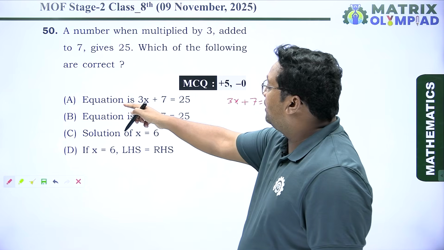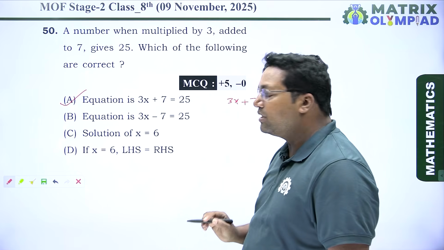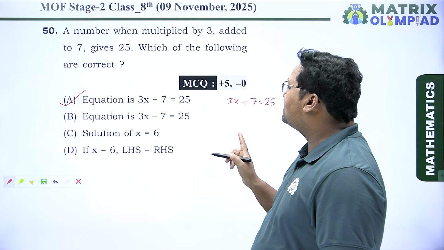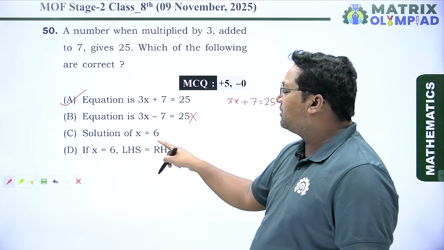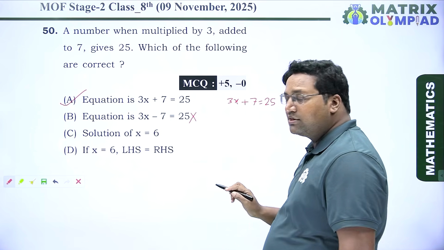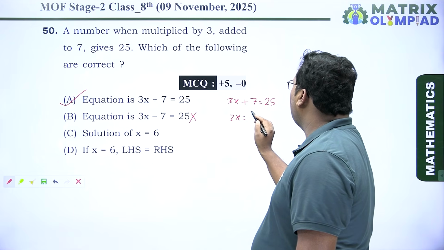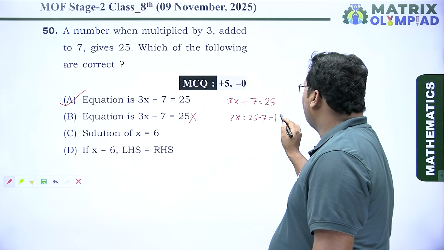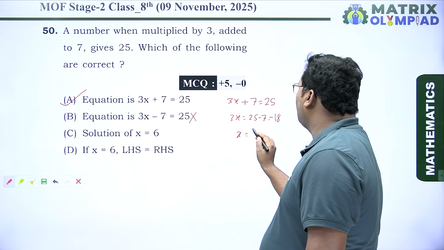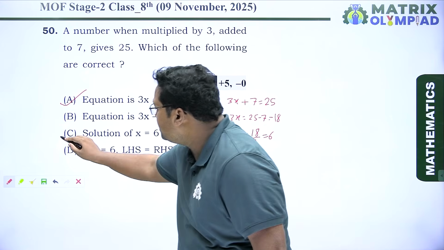In the first option, the equation is 3x plus 7 equal to 25. It means this is true. Second, the equation is 3x minus 7 equal to 25. It means this is false. Third, solution of x equal to 6. So let's solve this equation. We get 3x equal to 25 minus 7, which is equal to 18, so x equal to 18 upon 3 equal to 6. It means C is true.